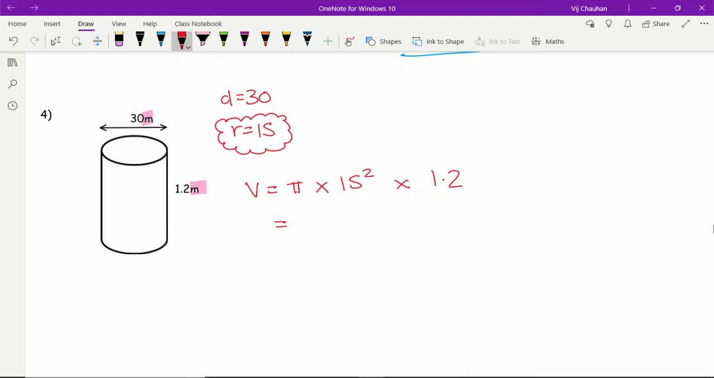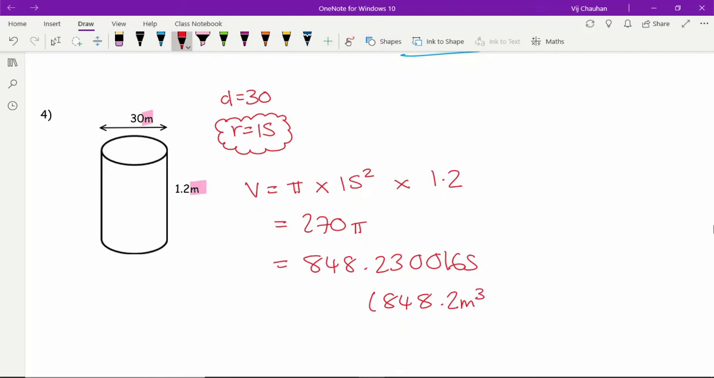And if I type that into my calculator, 15 squared times 1.2, I get an answer of 270 pi, which in decimal form is 848.2300165, which rounded up is 848.2 metres cubed to 1 decimal place. So again, rounding is optional, because it's not mentioned here, but if you do it, always make sure that you have done it correctly.